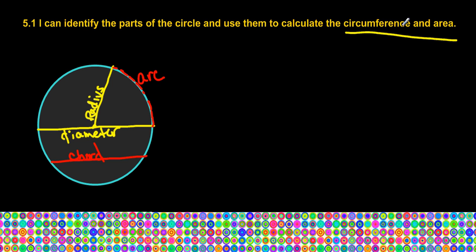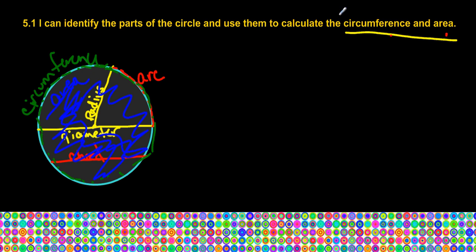And then if we talk about these two things that we're going to learn to calculate, the circumference is if I go all the way around the rim of the circle. That's called the circumference. And then finally, the last one is if I fill the whole inside, all the pieces of the inside of the circle. That is called the area of the circle. So those are the different pieces.